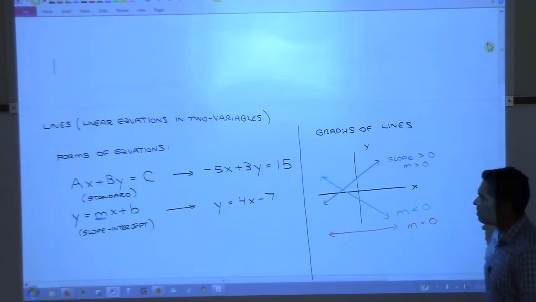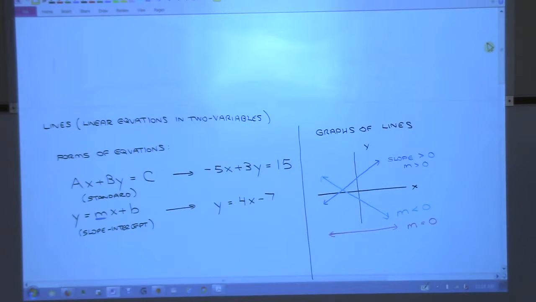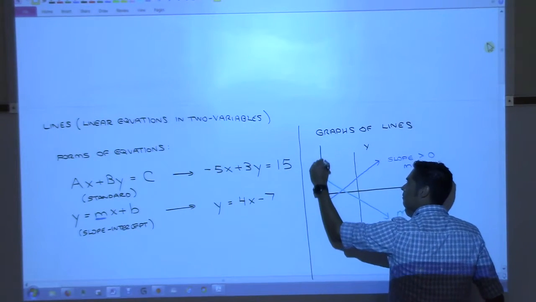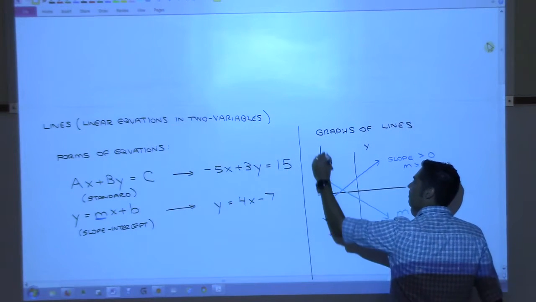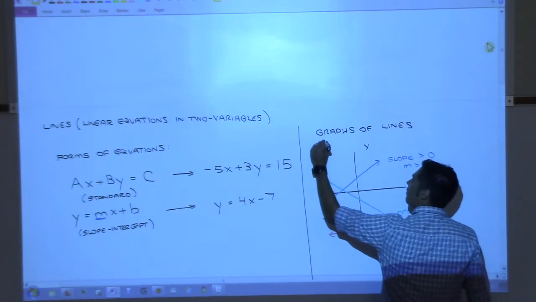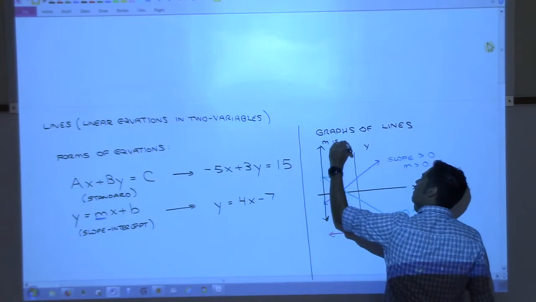And there's only one other type of line that we could possibly have, and that's what? Vertical. So what if you have a vertical line? What is the slope of a vertical line? Anybody know? It's undefined. M is undefined.